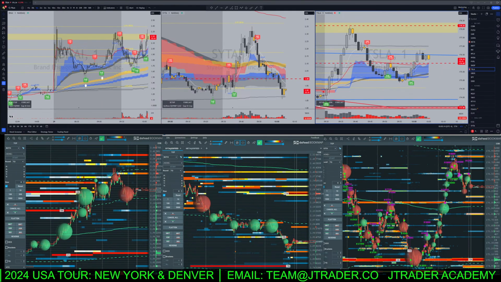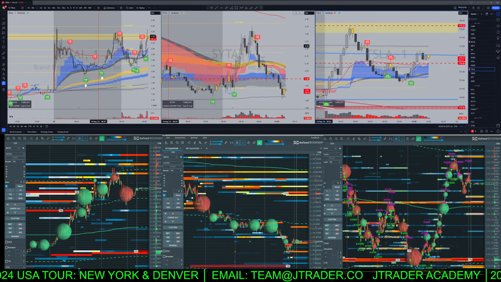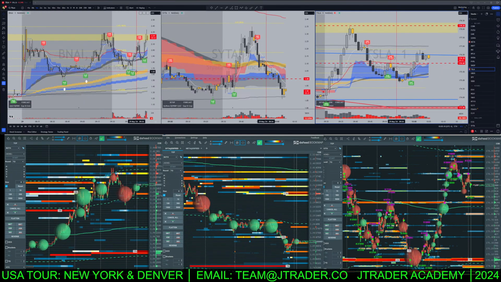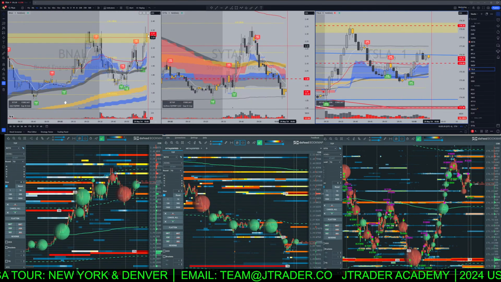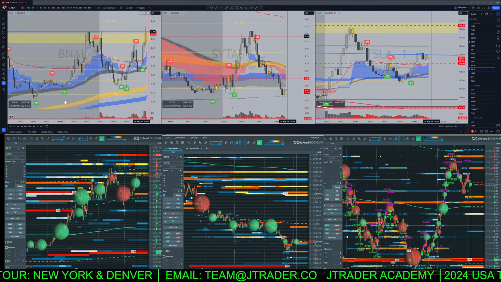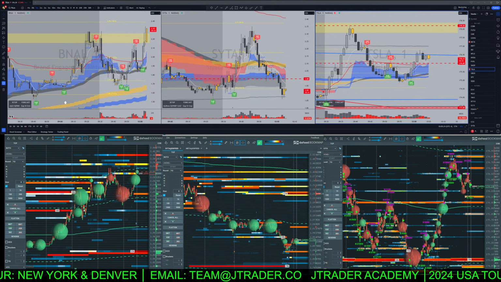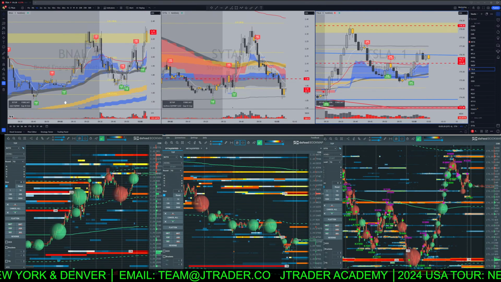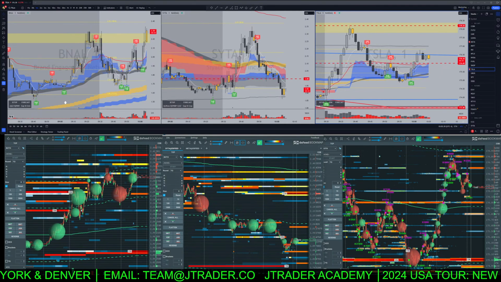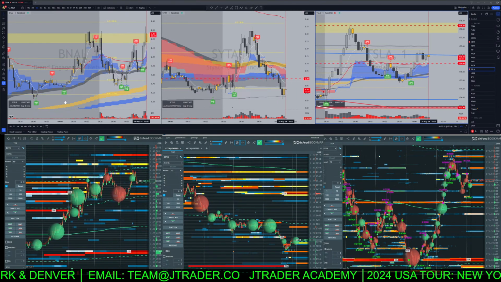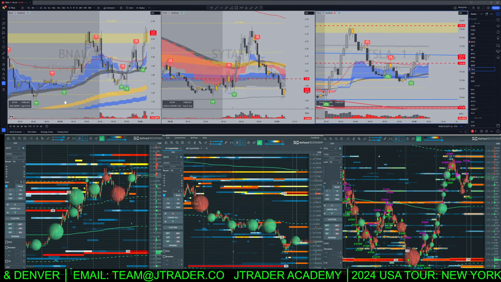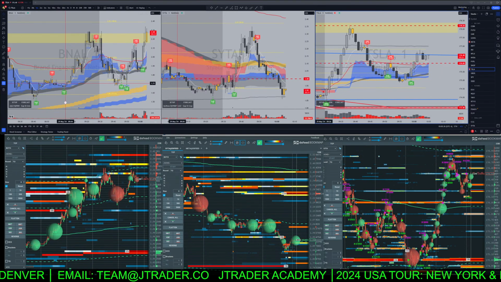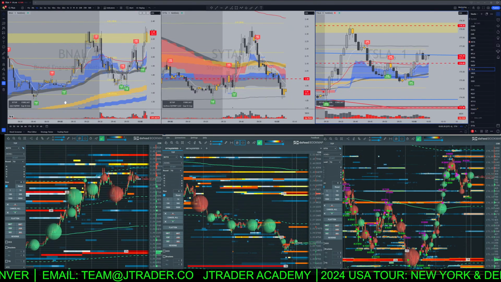Stuffing over here at that golden zone. Want to see how it reacts over here for a lower high. Still didn't trade over here. So watching that 240.